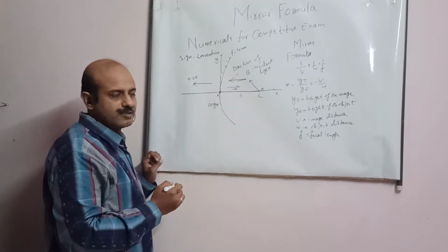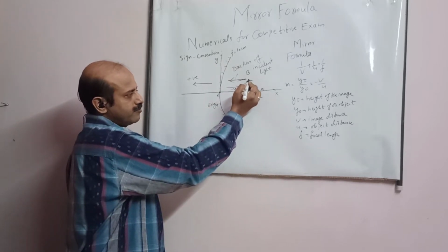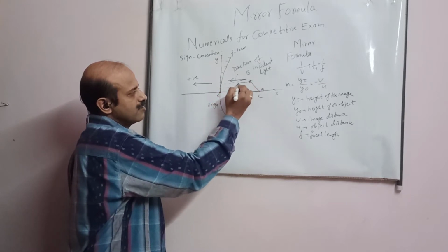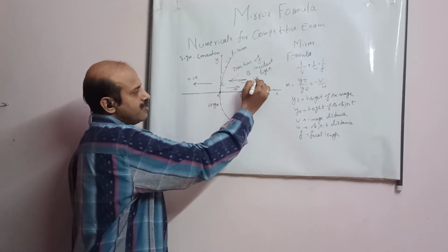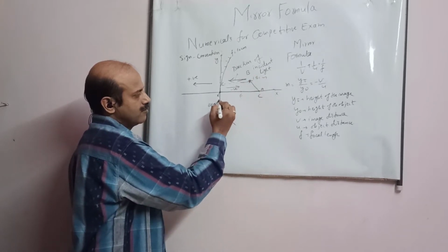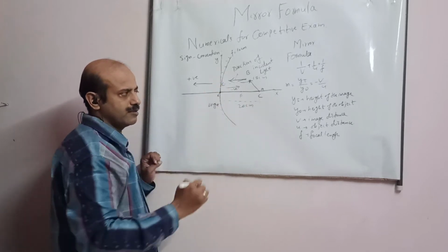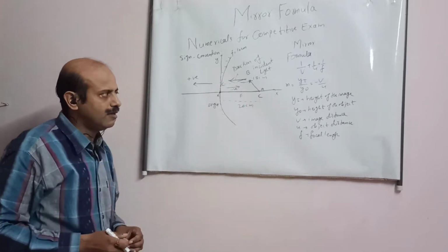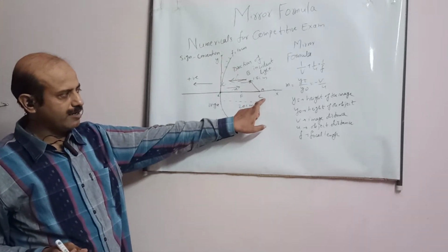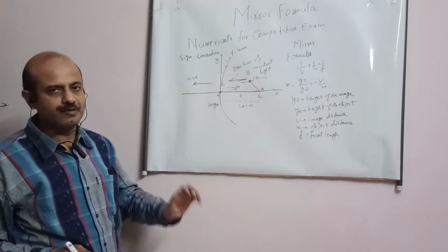Now, student, some more data are required for this. Suppose this point is at a distance of 15 centimeter. And this point is at a distance of 20 centimeter. Now, student, the tip of this extended object is at the center of curvature. So the image of this will be at the same point, the center of curvature.